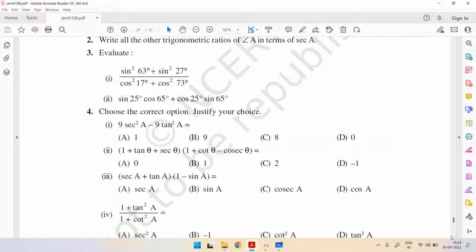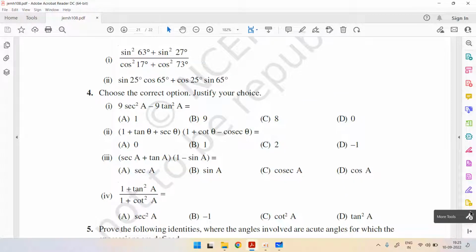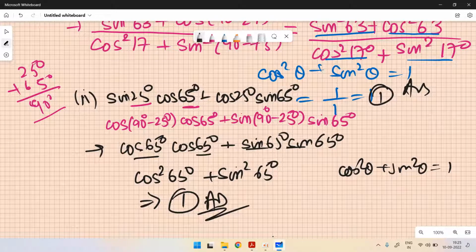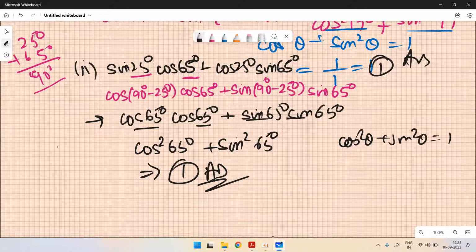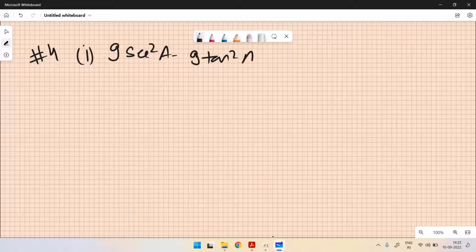Now if you see question number 4, you need to choose the correct option and justify your answer. This is 9 secant square a minus 9 tan square a equal to. So for the first part, 9 secant square a minus 9 tan square a is equal to nothing.